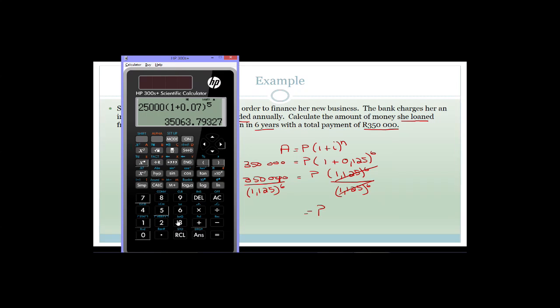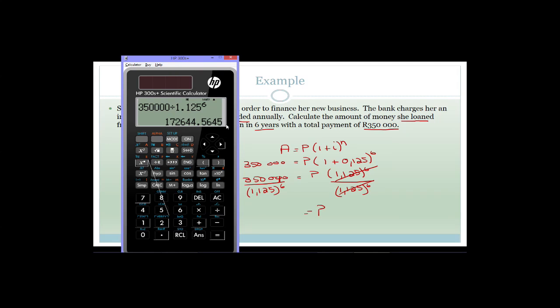We can go 350,123, divided by 1.125 to the power of 6 equals, and that becomes 172,644.56. Always look at the third decimal. The third decimal is a four. Don't look at five and think, oh, we've got a five, we can round this up to a five, which means that's going to round up to a seven. That's not how this works, okay?